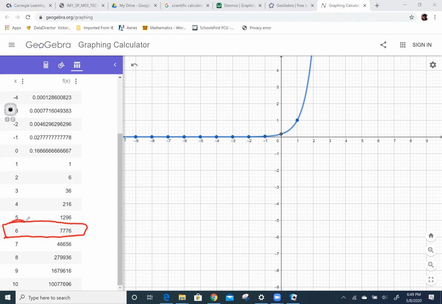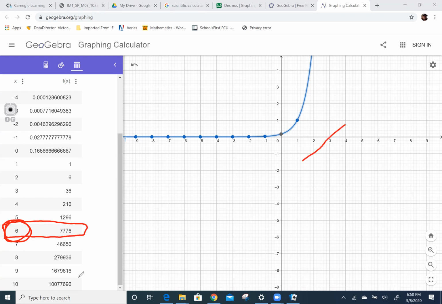So this is what we're looking for. We're looking for the x when y, or f of x, is 7,776. So that's what you're going to do for all of them. Use GeoGebra, type it in, click on the 3 dots, get the table from -10 to +10, and then you graph them. Then it gives it to you.